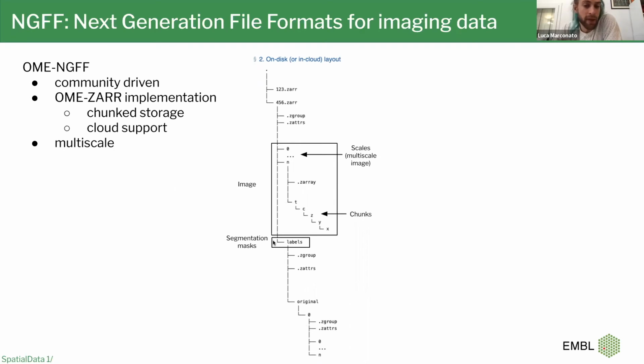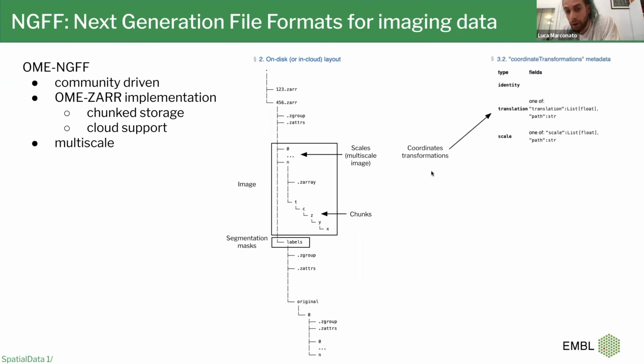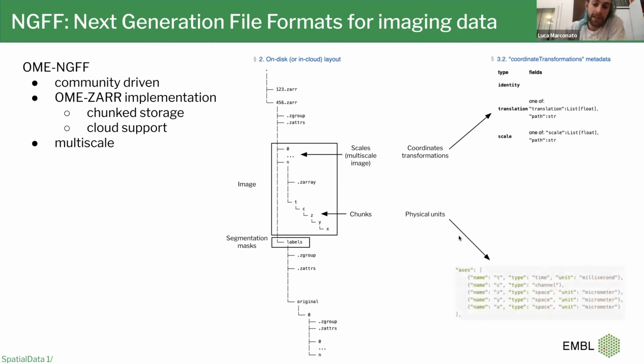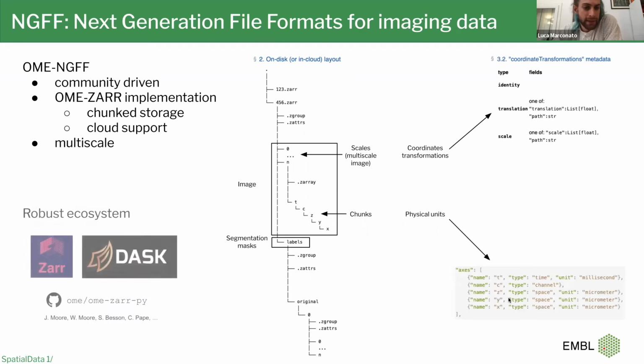Labels are segmentation masks, images of the same resolution as the microscopy images, but containing integers with the label information about the cells. On top of this, as I said, there are coordinate transformations, translations and scaling factors, and also the mapping with the physical space: for each channel of the image, there is a unit, like a unit of space, micrometers, or a unit of time. And there is an ecosystem built on top of this: a ZARR implementation, libraries for input-output, and also you can use tools like Dask for lazy loading and parallel processing.